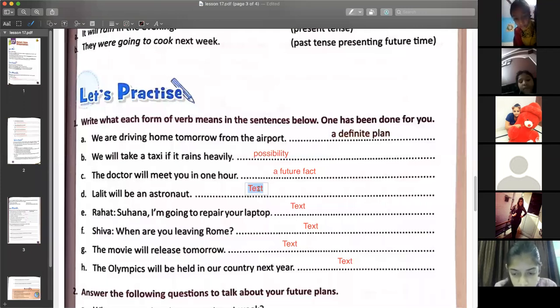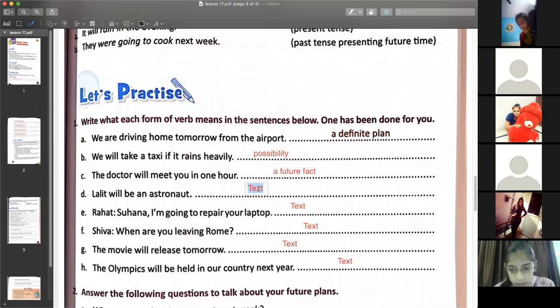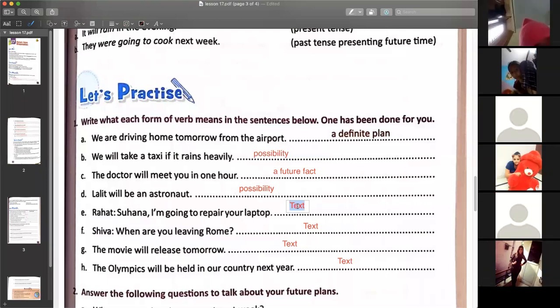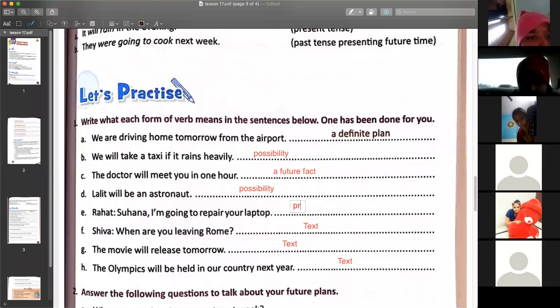Lalit will be an astronaut. Veer? Possibility. Rahat. Suhana, I'm going to repair your laptop. Rashi? Ma'am, possibility. No, not a possibility. This is a promise.